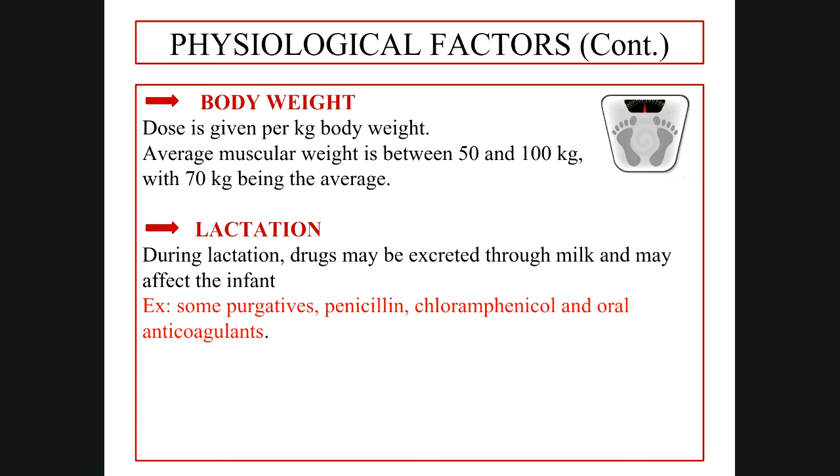Body weight. Dose of the drug is given per body weight in kg. So whatever adult dose we are seeing, on average it is calculated according to an average weight between 50 to 100 kgs, with 70 kgs as an average.